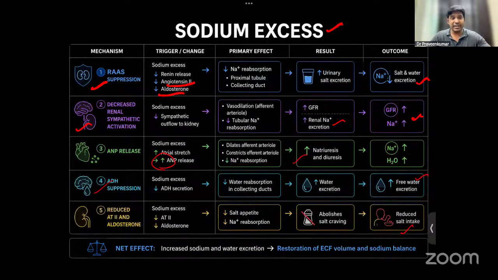So these are all the 5 mechanisms, which are the exact opposite of the previous scenario. So sodium excess or sodium deficit produce changes in these 5 mechanisms. We should know about this.